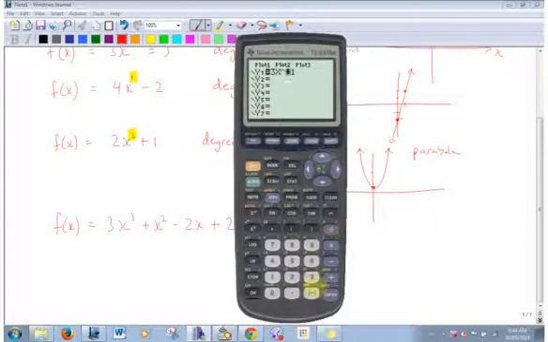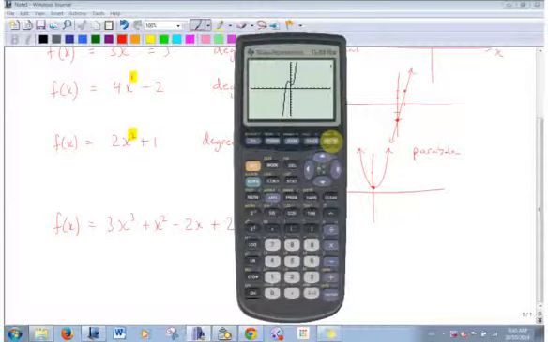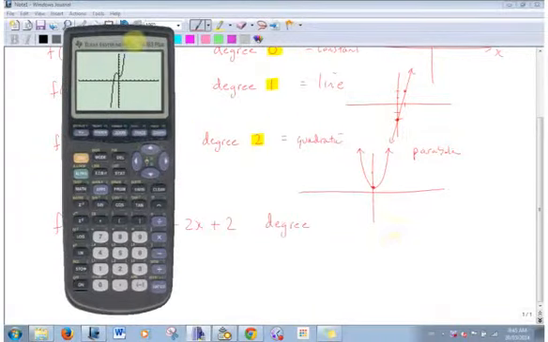3x to the power of 3 plus x squared minus 2x plus 2. Okay, now there are characteristics of this thing. It always does certain things because of this cube. But let's just draw the picture of that guy.